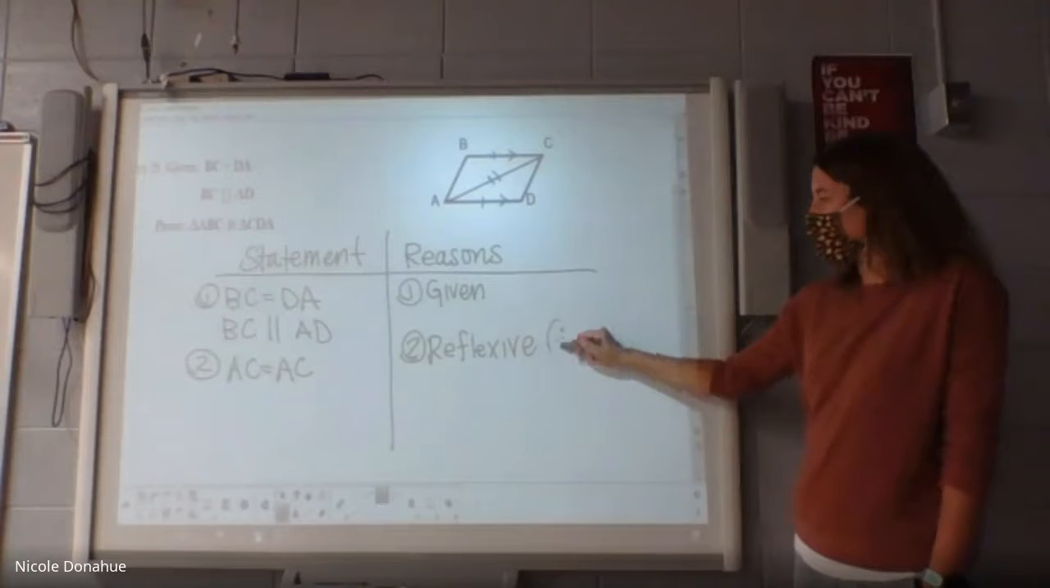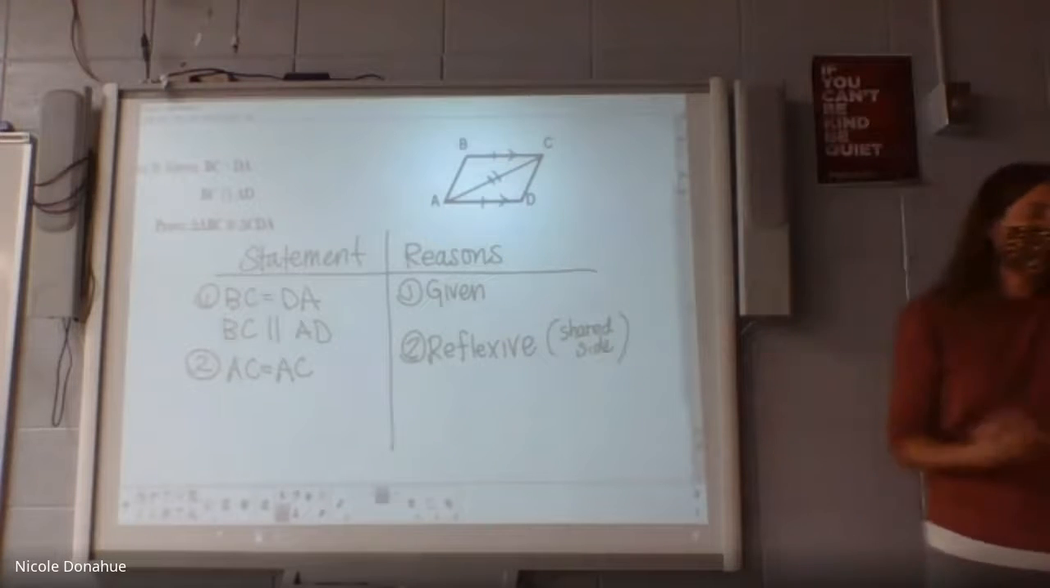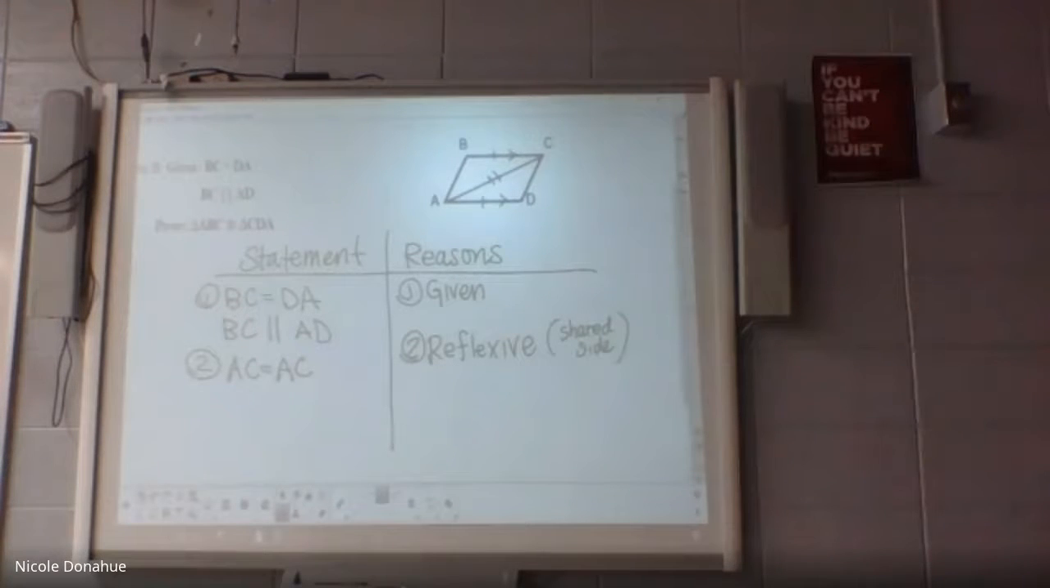And I'll just write that just in case you forgot. So basically the math reason for shared side is reflexive. So far I have two sides. Two sides isn't enough though. At this point we have to decide what we haven't used yet.